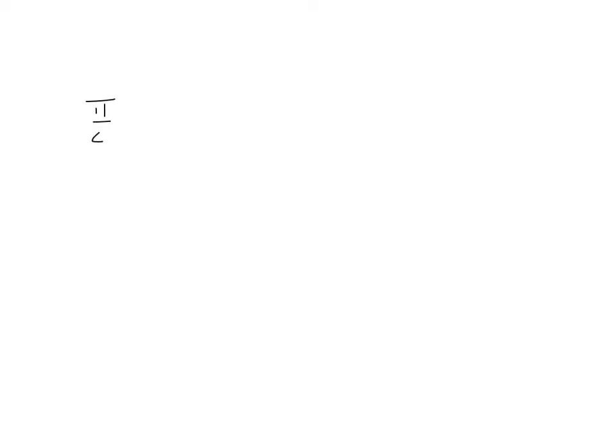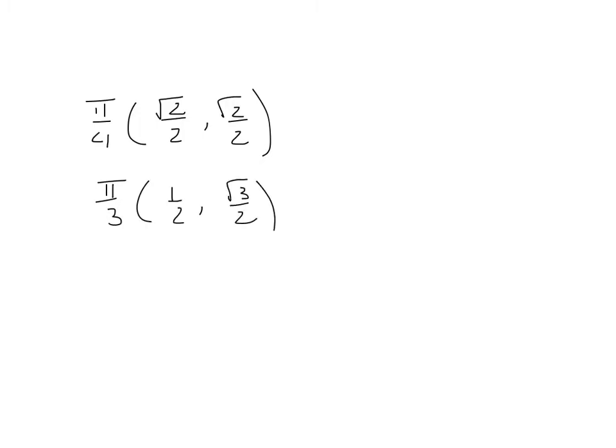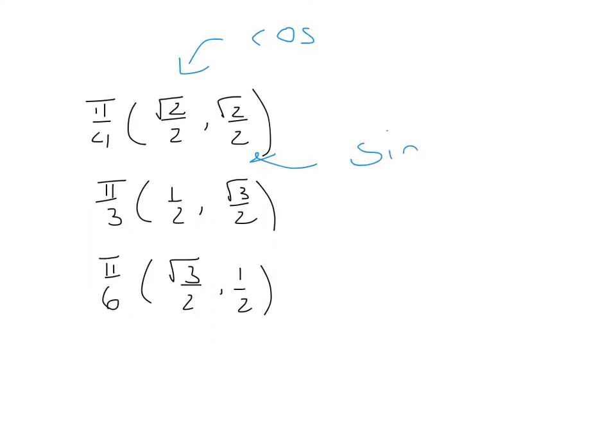I had you remember 3 points that are repetitive on the unit circle. One of them was pi over 4, which corresponded to root 2 over 2, root 2 over 2. The other one was pi over 3, which corresponded to 1/2, root 3 over 2. The other one was pi over 6, which corresponded to root 3 over 2, 1/2. And remember that x corresponds to cosine, and all the y's correspond to the sine when we were evaluating for the angles, and then we were looking for the point on the unit circle.